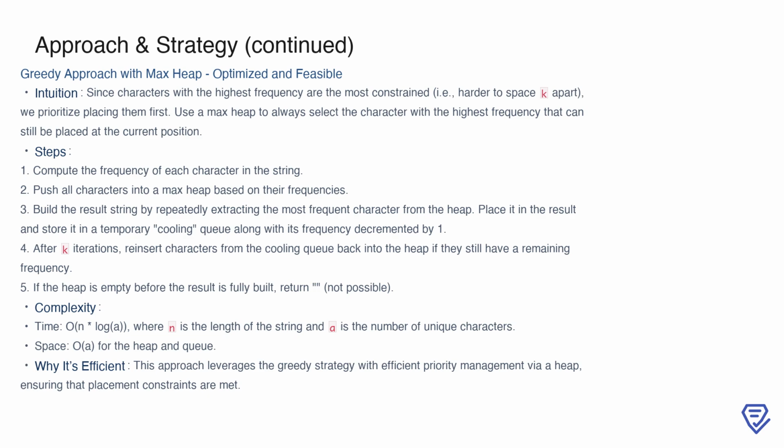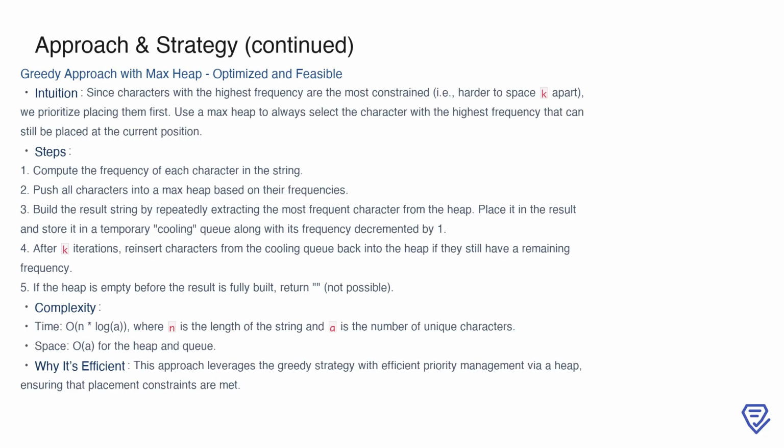The key intuition here is that characters with the highest frequency are the most constrained, as they need the most spacing. Therefore, we prioritize placing these characters first. To implement this, we start by calculating the frequency of each character in the string.